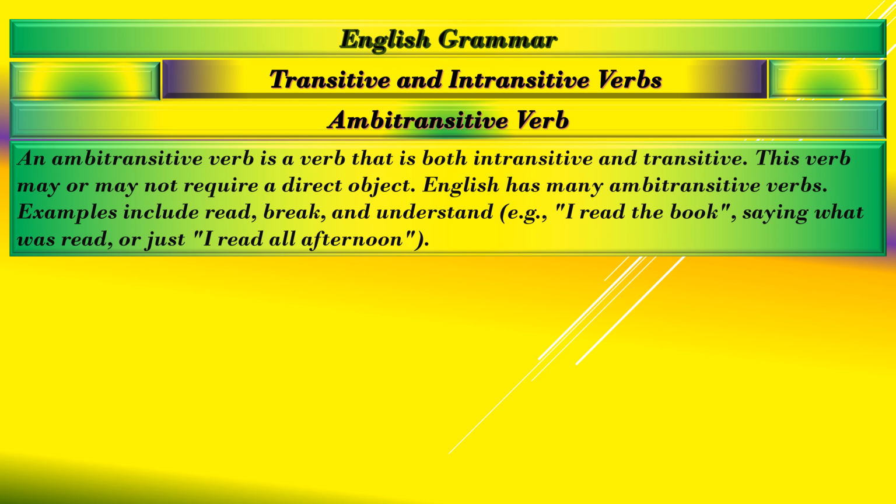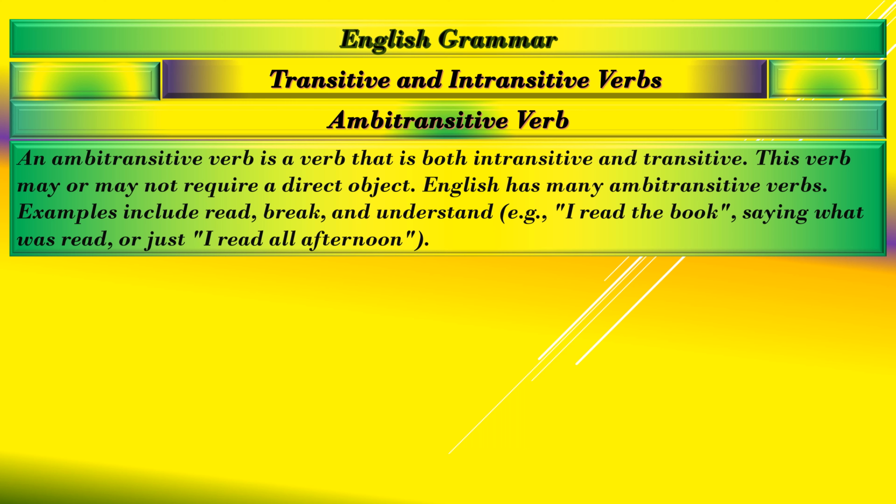Another type of verb is ambitransitive verb. An ambitransitive verb is that verb which is used both transitively and intransitively. This verb may or may not require a direct object. English has many ambitransitive verbs. The examples may be read, break, and understand.